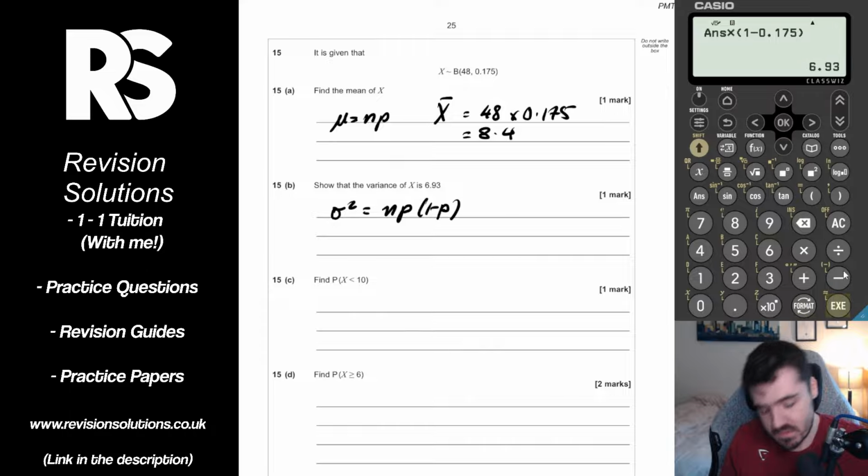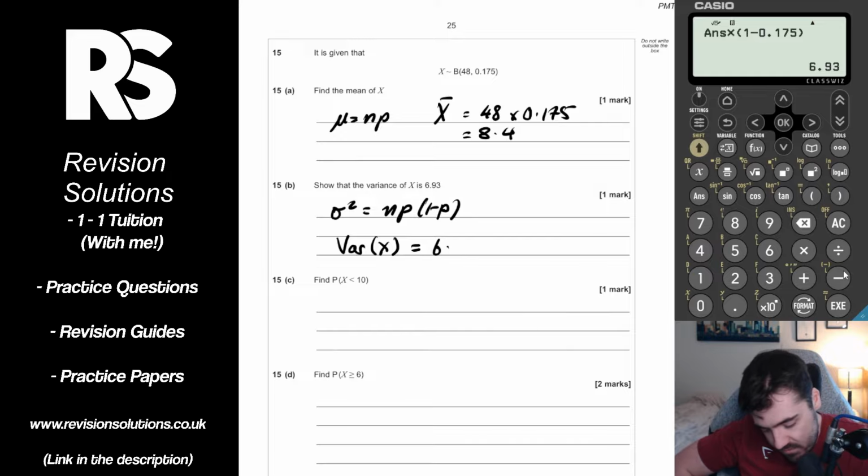Decimal. That means the variation of x, that's the proper notation really, I suppose. I could call it sigma x, but whatever. The variance of x is 6.93. Then they ask for the probability of x being less than 10.